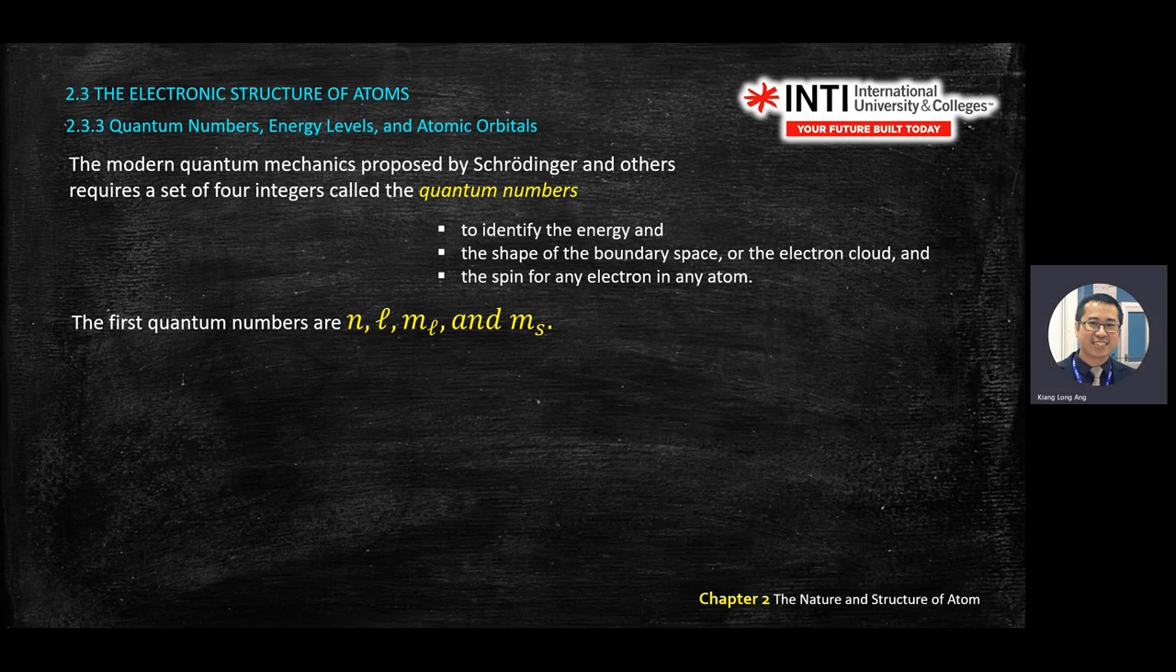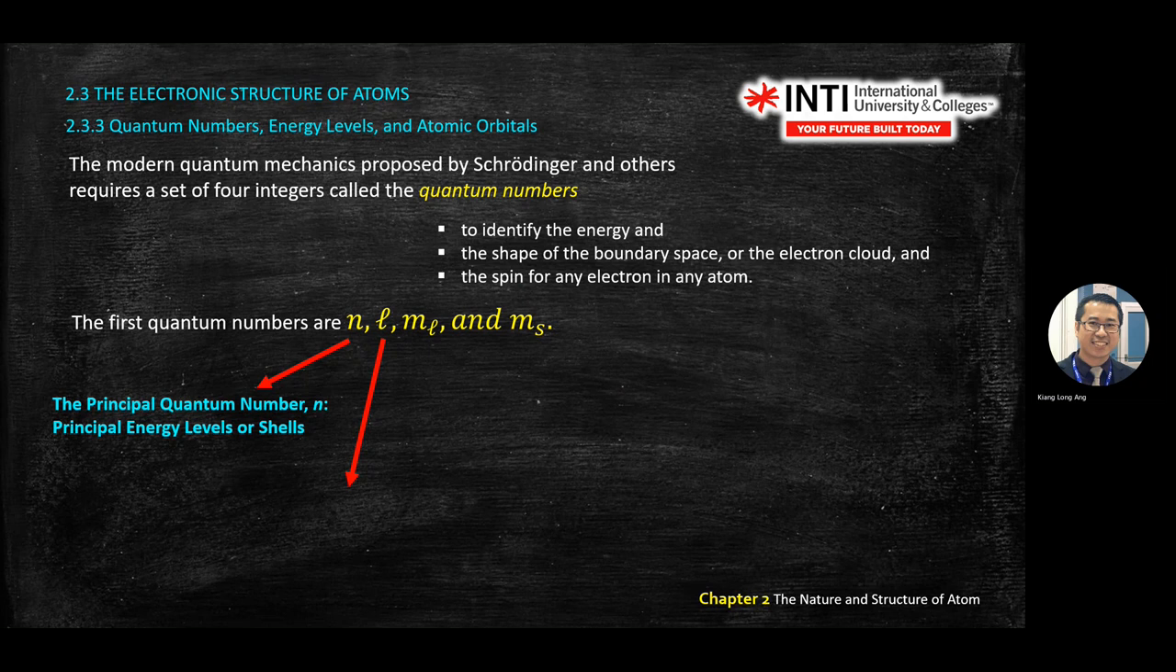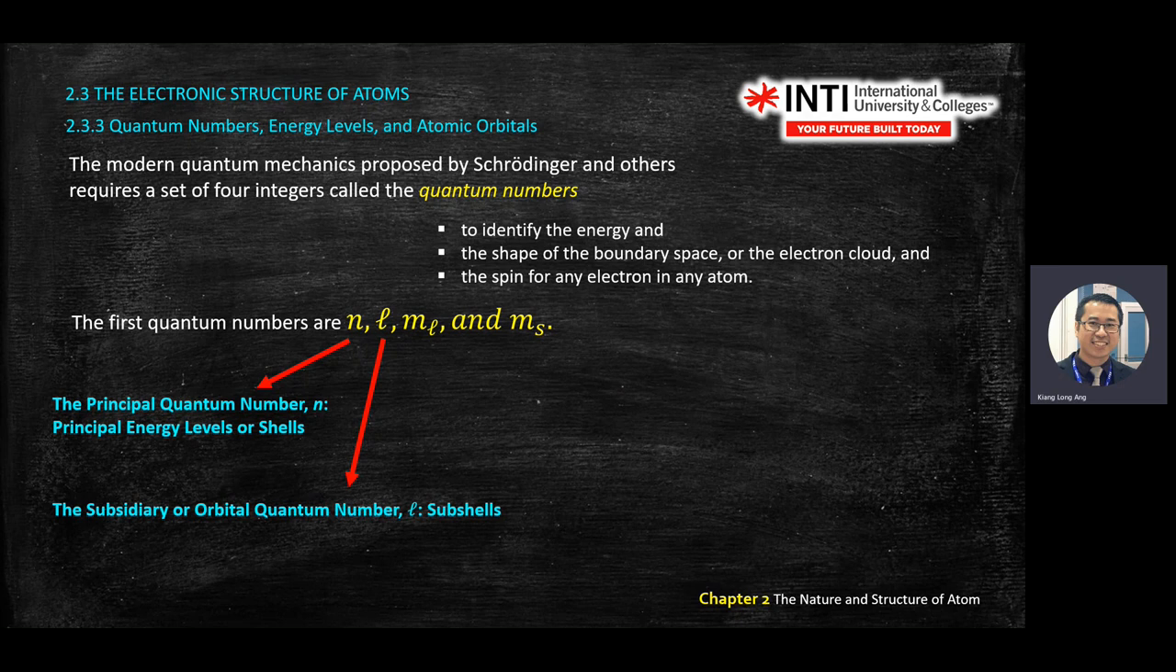We will now zoom into Bohr's model, into the orbit behavior. What is meant by the first n? The first n, we call the principal quantum number. It tells you the energy level. It always deals with your E, the capital E value. l is the subsidiary or orbital quantum number. We call it the subshell. The first one is the shell, the principal quantum number n. l is the subshell, or orbital quantum number.